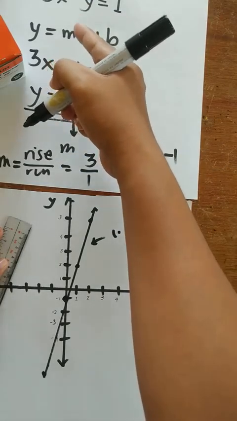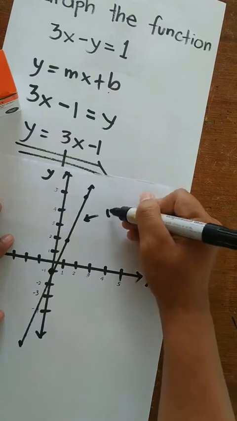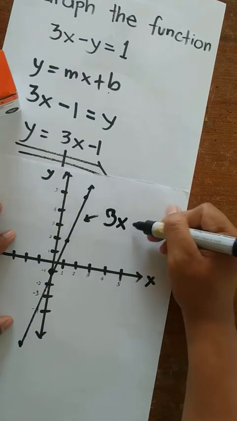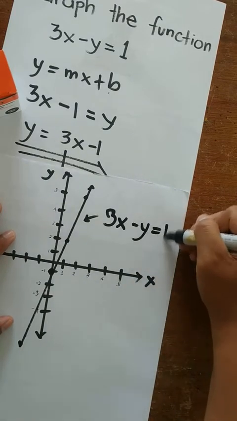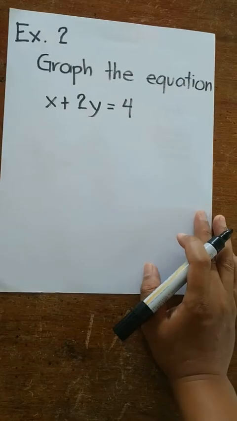I'm going to go back to my problem, which is 3x minus y equals 1. Pretty simple, right?